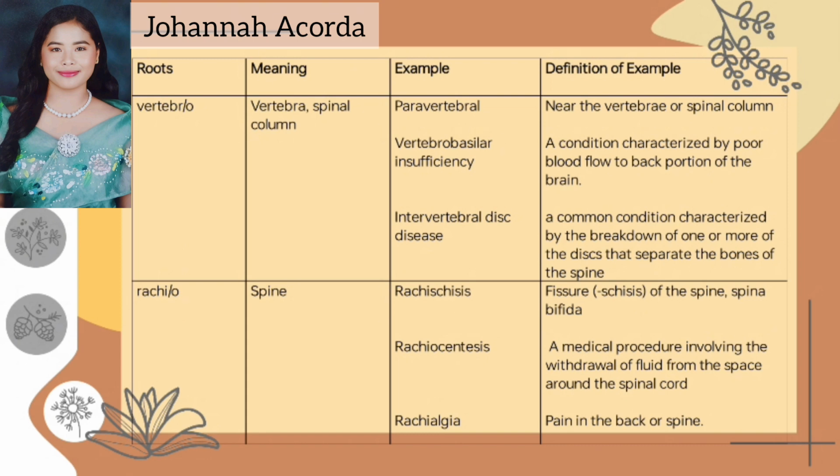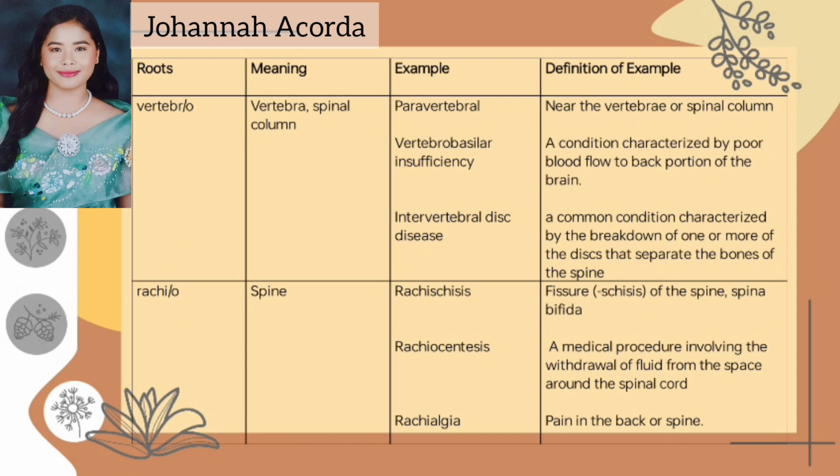The next example is rachiocentesis. The suffix word centesis means the withdrawal of fluid. So, the definition of the example is a medical procedure involving the withdrawal of fluid from the spinal cord or the space around the spinal cord, which is the subarachnoid space, for diagnostic or therapeutic purposes. A lumbar puncture or spinal tap, which is the rachiocentesis, may be done to diagnose or treat a condition.